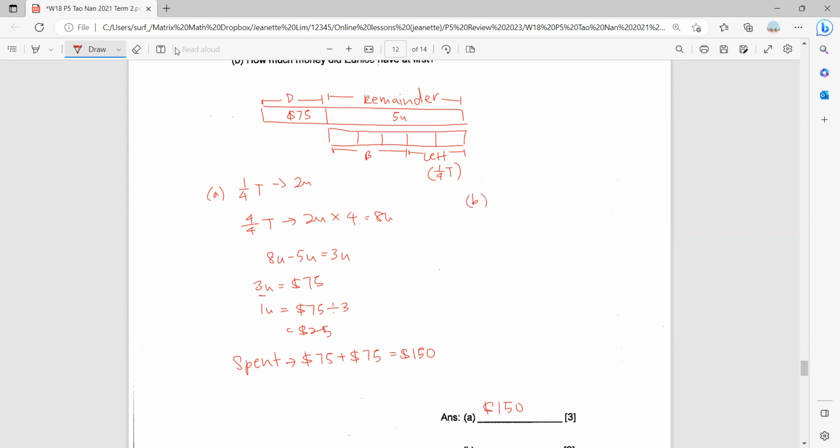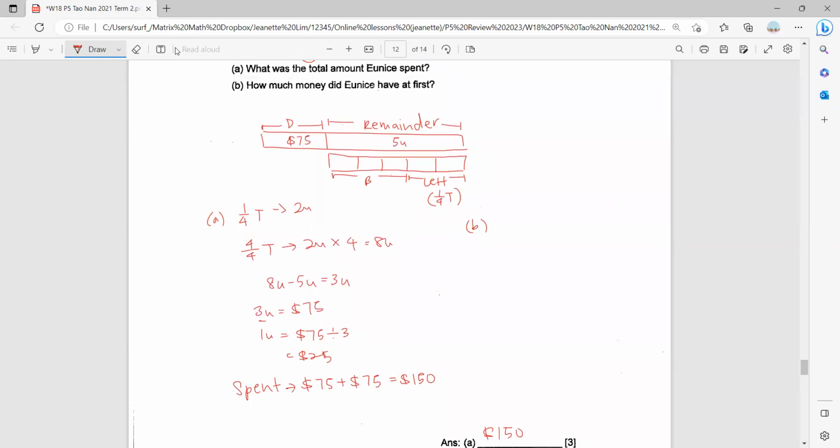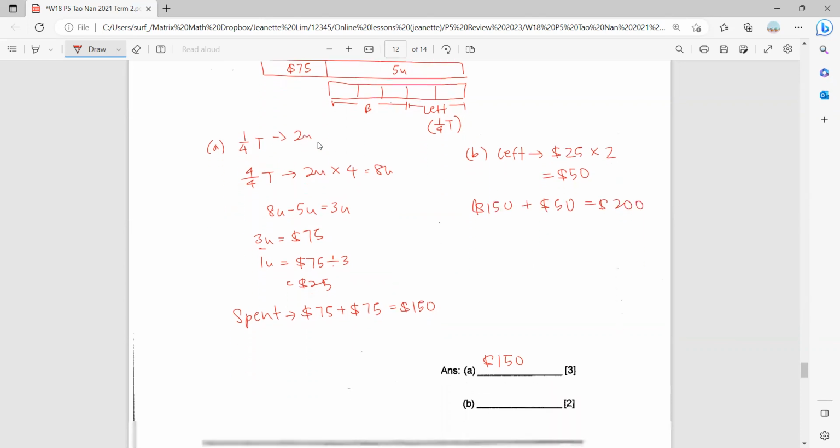Now for part B, how much money did Eunice have at first? Okay, find what is left and then add it to what she spent. Or you can find 5 units, then add 75. Both ways are fine. So let's say I find what is left, which is 2 units. So 25 times 2. Then lastly, take what is left, I mean what she spent plus what is left. So answer, $200.